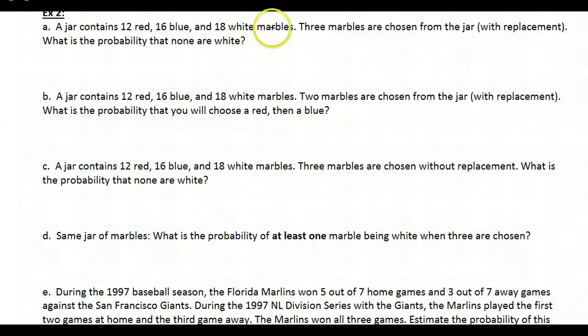I have this jar. It contains 12 red, 16 blue, and 18 white marbles. 3 marbles are chosen from the jar with replacement. So what that means is I take a marble out, I put it back. I draw another marble, I put it back, shuffle them up before drawing the third marble. What is the probability none are white? So by the way, I counted this up. There's actually 46 total marbles.